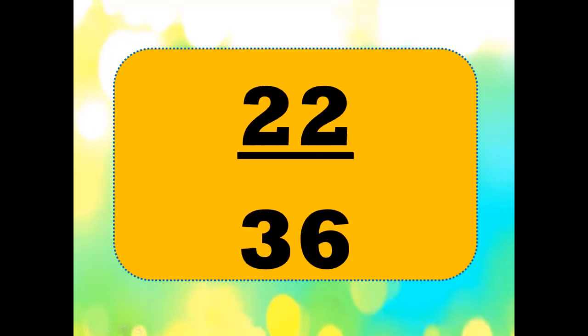How about this? 22/36. Just like what I've said, if you are having a hard time finding the GCF, just think of a number that you could use to divide this fraction. Both numbers end with an even number, so we could divide both by 2. 22 divided by 2 is 11. 36 divided by 2 is 18. So check your fraction. Is this already in lowest term? Yes, it is, because 11 is already a prime number.